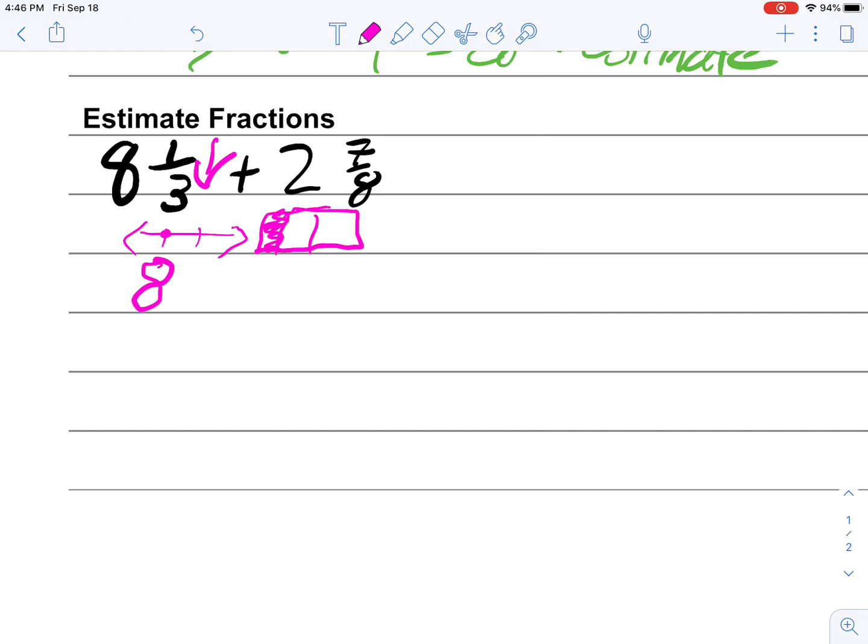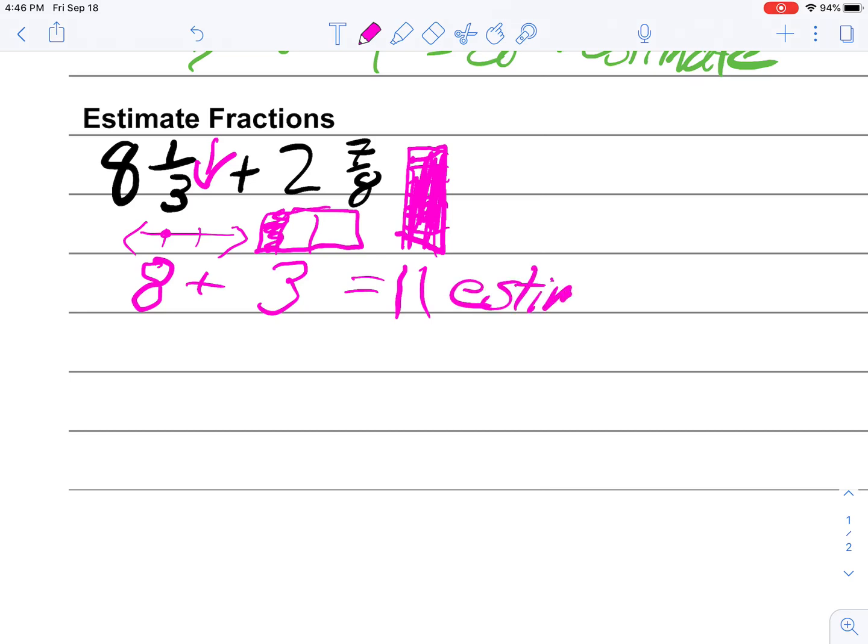2 7/8, if I had a rectangle and I filled in 7/8 of that rectangle, well, that would be that much of the rectangle. That's most of the rectangle, so that's almost a whole. So instead of rounding down to 2, I'm going to round up to the next whole number, which would be 3. So my answer here is 8 plus 3, which means that my estimate, my answer, is pretty close to 11. Okay?